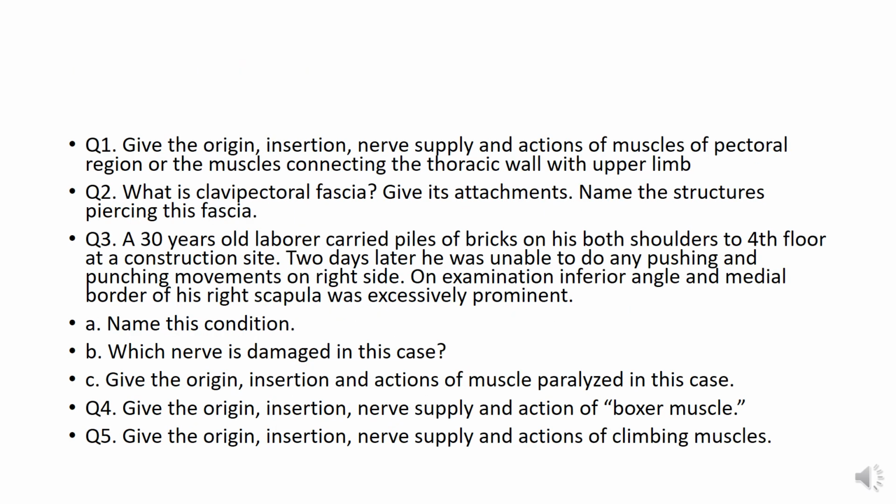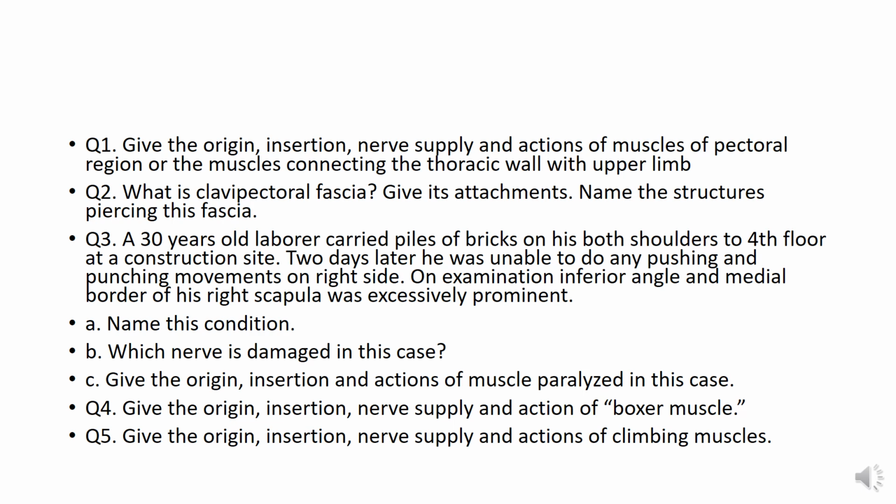Summarize the questions. Number 1 is give the origin, insertion, nerve supply and actions of muscles of pectoral region, or the muscles connecting the thoracic wall with the upper limb. What is clavipectoral fascia? Give its attachments. Name the structures piercing this fascia.